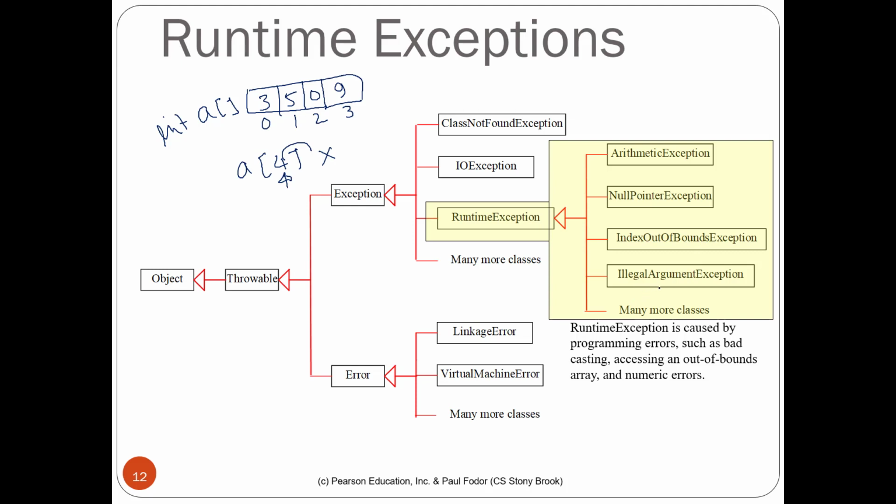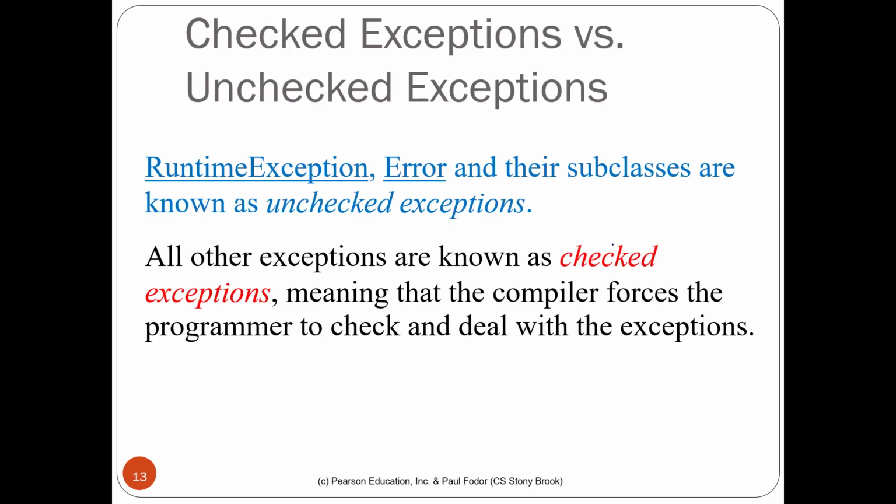Similarly, we have illegal argument exception also. So what are these runtime exceptions? These are caused by programming errors such as bad casting, accessing an out of bound array, I just showed you this thing, or any numerical error, and this also includes divide by zeros. We have already seen that, right? We haven't seen index out of bound, but we did see divide by zero error or exception, I should be saying. Now these exceptions that we have, they fall in two categories.